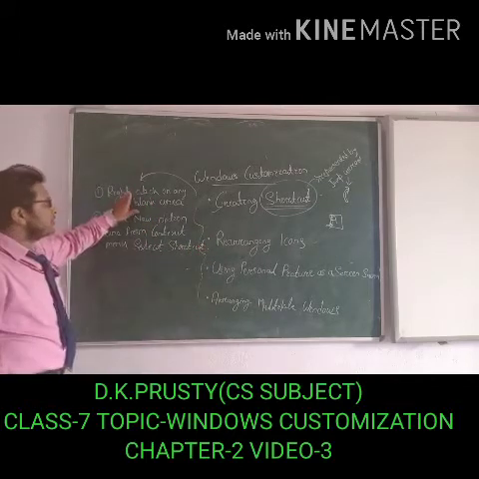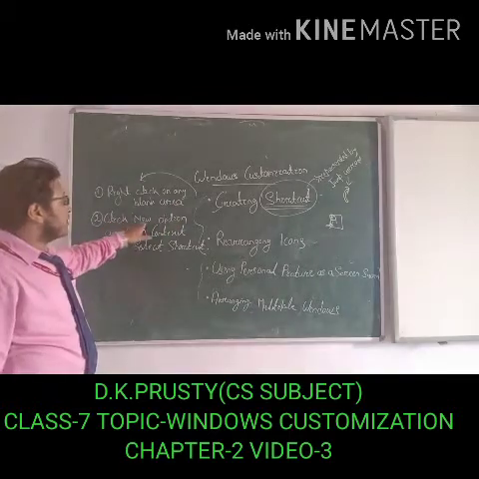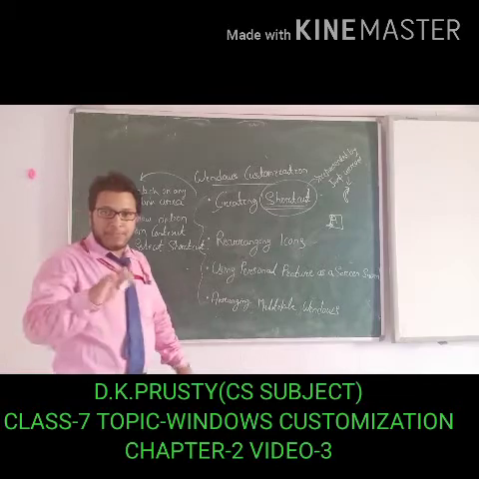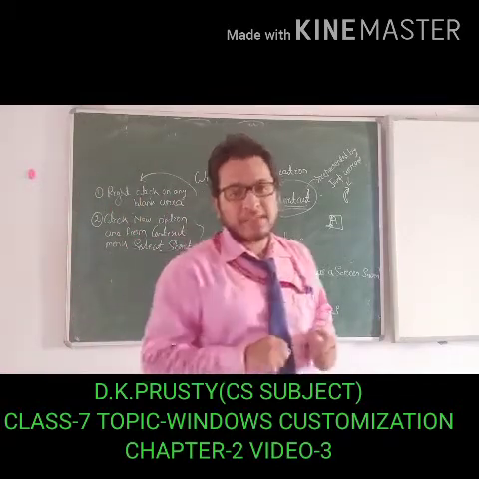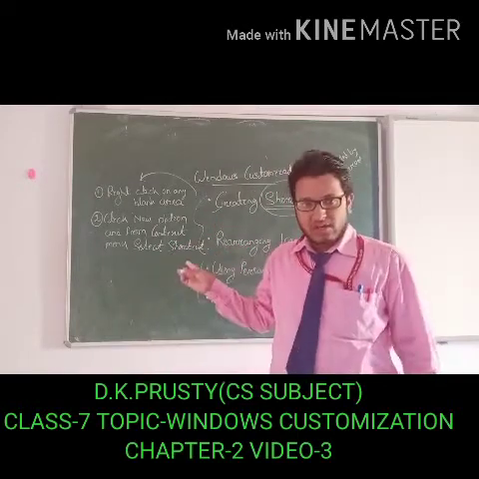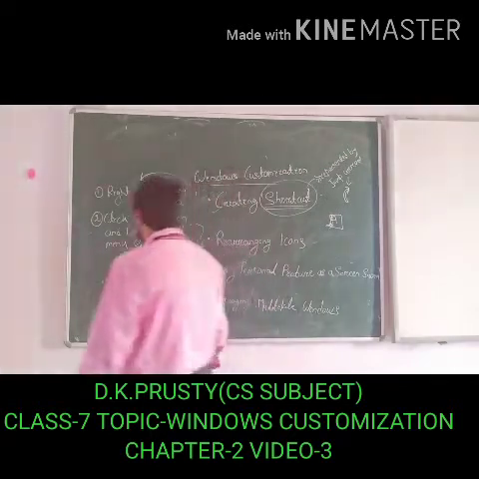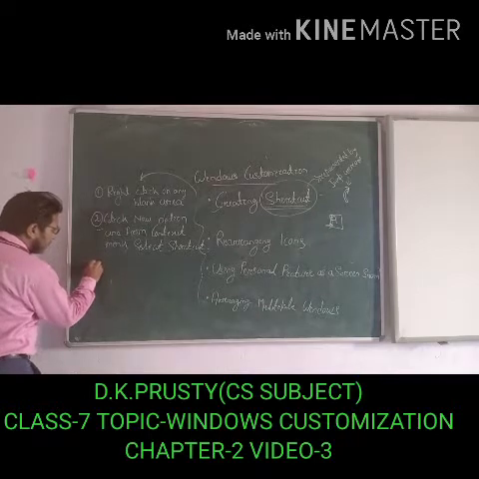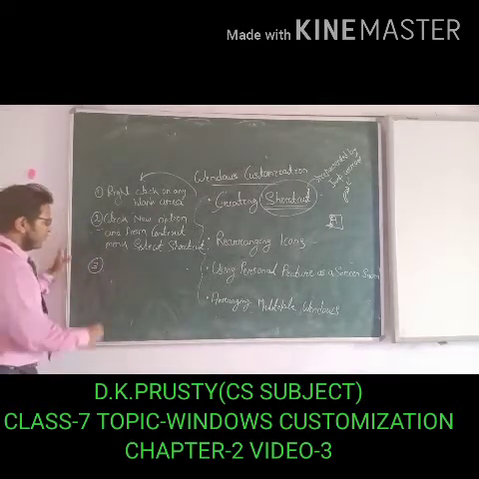The first step is right click on any blank area, then click on the new option and from the context menu select the shortcut. After clicking on new, a context menu will be displayed. From that context menu, click on the shortcut. Is that clear or not, students? Okay students. Then after this, what will you do? Then step 3, students.